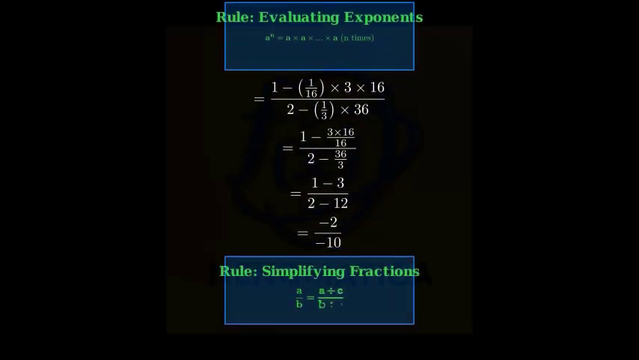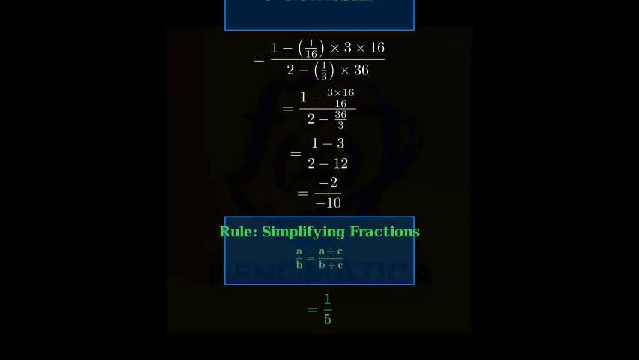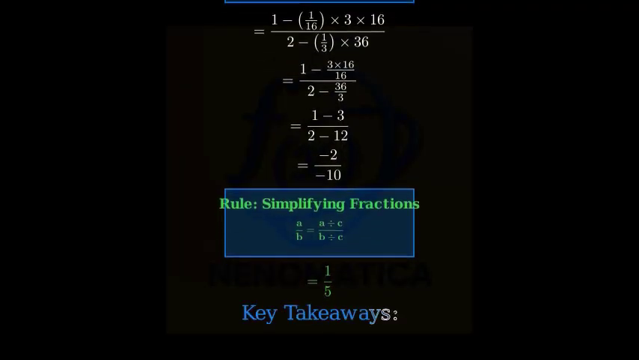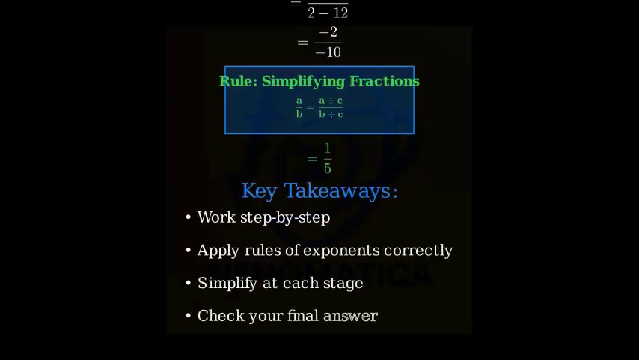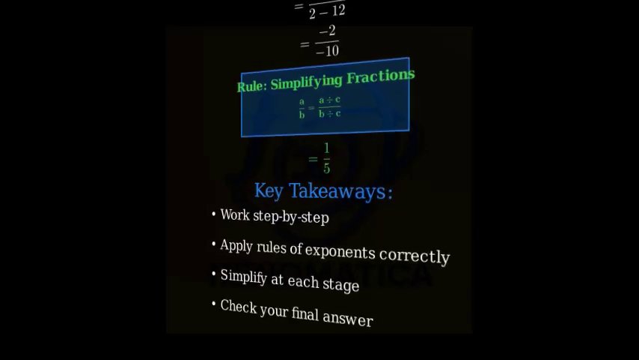Finally, we can simplify the fraction. Negative 2 over negative 10 simplifies to 1/5. And that concludes our examples of evaluating algebraic expressions. Remember to work step by step, simplify expressions whenever possible, and always check your final answers. I hope this lesson helped you understand how to approach these types of problems.